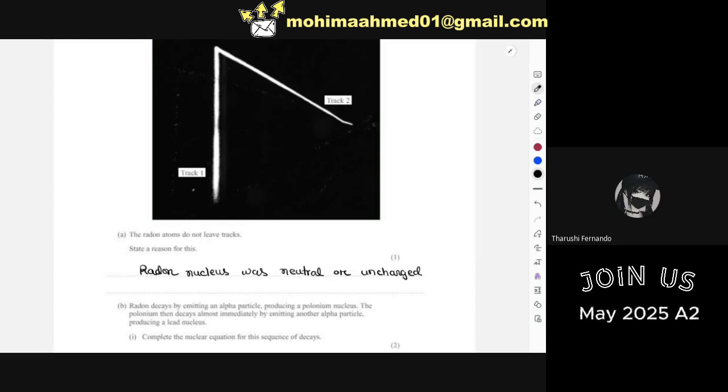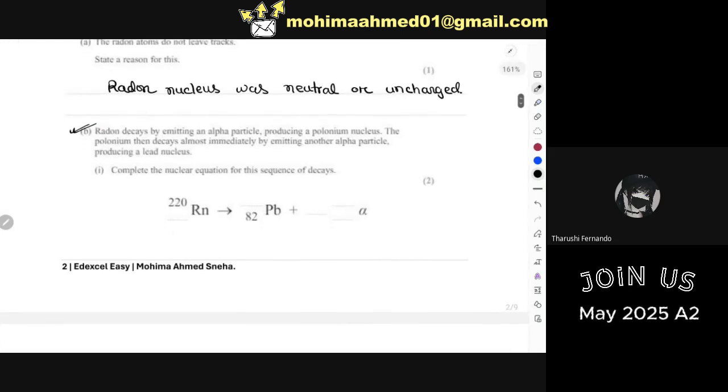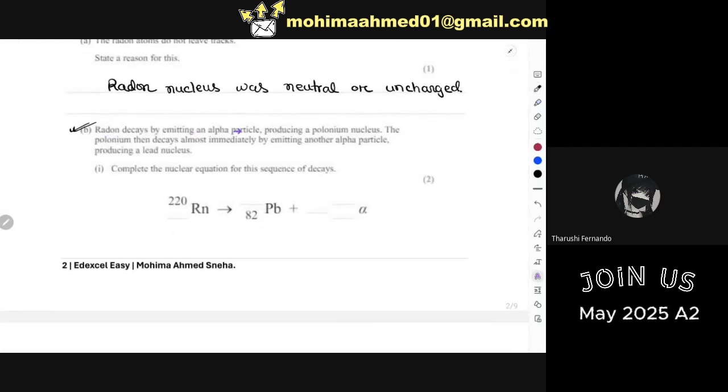Okay, I'm not going to bother that much with this section because cloud chambers are not a concept, but this part is extremely important. Okay, this paragraph. It says that radon decays by emitting an alpha particle. At first, radon decays and produces one alpha particle and also a polonium nucleus. The polonium then decays almost immediately. Like, the polonium will not stay 1 second on that photographic film. Right after the decay of radon, it produces polonium and alpha, and at exactly that point, polonium decays. Polonium is a very unstable nucleus. It will no longer stay there. It will immediately decay into another alpha particle and a lead. So the polonium further decays into one alpha and one lead.